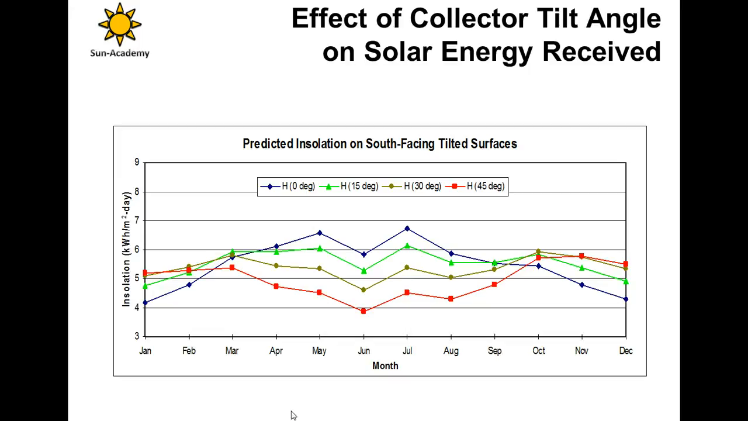Optimal energy performance of PV arrays is achieved by facing the arrays due south in the northern hemisphere. Surfaces with azimuth orientations of plus or minus 45 degrees, shown in this diagram here, will still receive 95% of the solar energy.